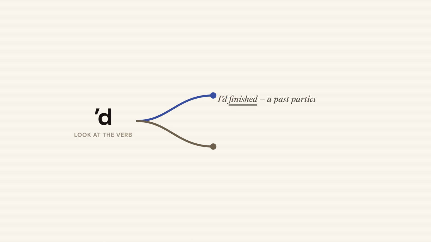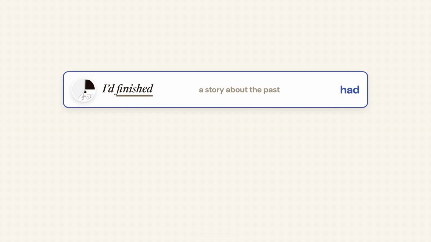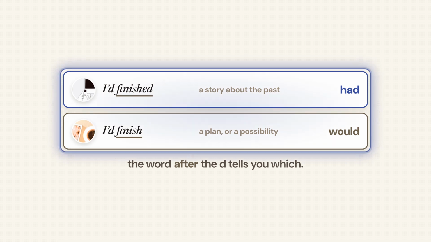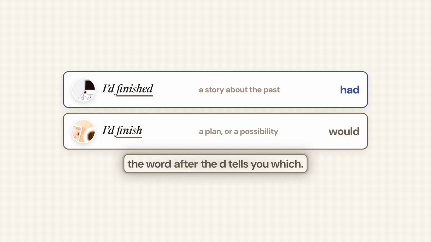I'd finished. "Finished" is a past participle, so that D is "had." I'd finish. "Finish" is the base verb, so that D is "would." One is a story about the past. One is a plan or a possibility. The word after the D tells you which. This is one of the most useful things the past perfect does, and a lot of courses skip it.